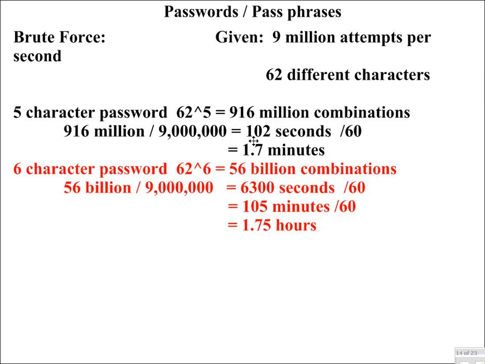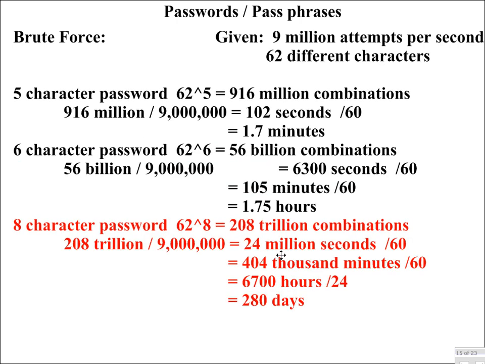Okay, let's move on to a 6-character password. A 6-character password would be 62 raised to the 6th power, or 56 billion combinations. You take 56 billion, divide that by 9 million, and you get 6,300 seconds. Or work that out to about 1.75 hours. So what's significant here is when you go from just adding one character from 5 to 6 characters, you jump from 1.7 minutes to 1.7 hours just by adding a character.